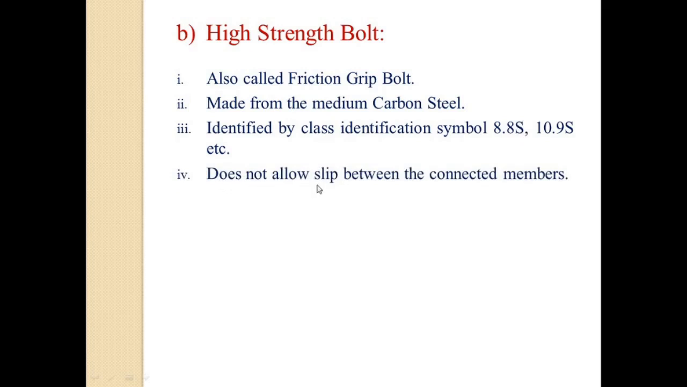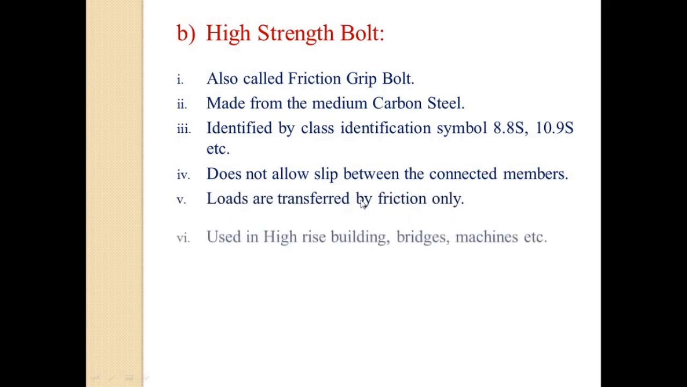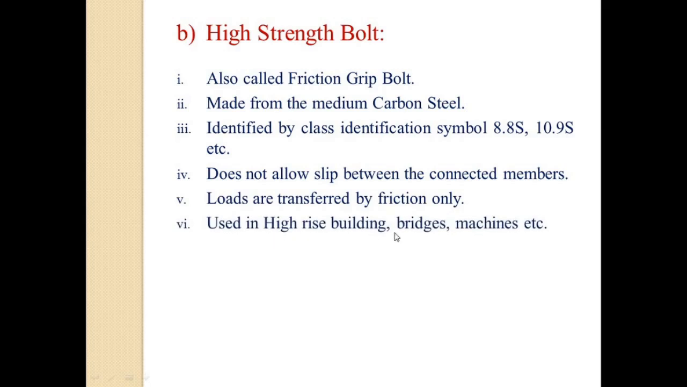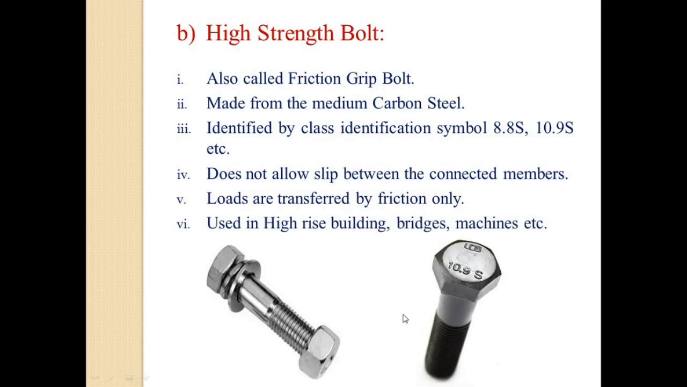It does not allow slip between the connected members, and load is transferred by friction only, therefore we can call it a high strength grip bolt. It is used for high rise buildings, bridges, machines, etc. Here we can see the high strength bolts. This 10.9S is embossed on the hexagonal head. This is the class identification symbol of that bolt.